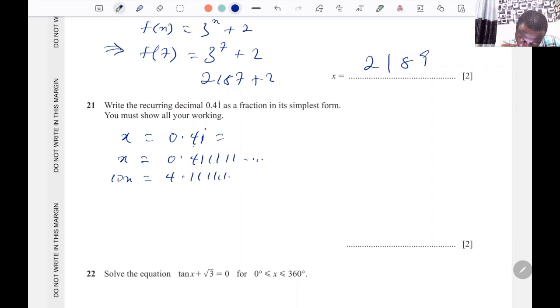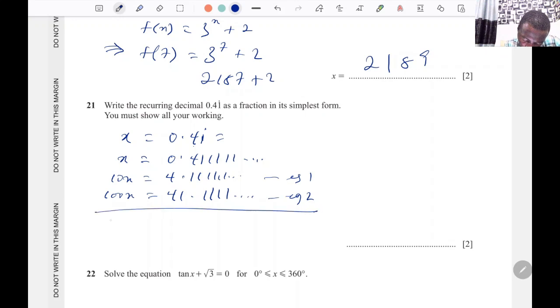4.1111 like that continuously. Because when I multiply 0.4, 4 will be left. So let's also further reduce it to multiply by 100 again. That means we have 41.1111 like that. So we can call this equation 1, equation 2. So when you subtract equation 2 from equation 1, here you have 90x, which is equal to this one now.